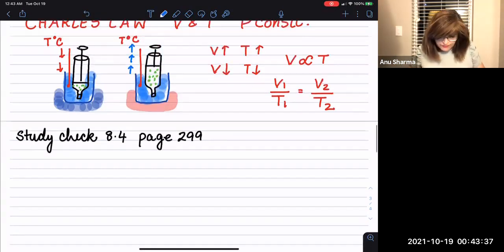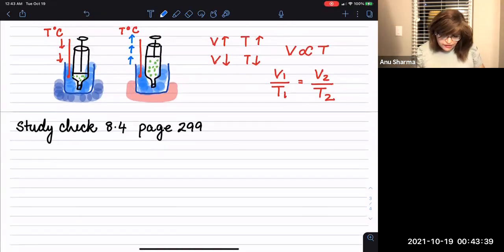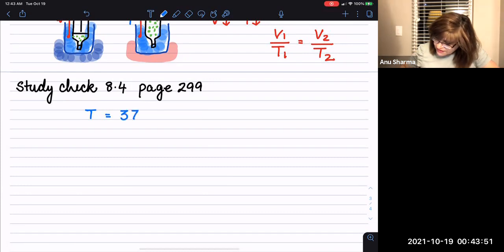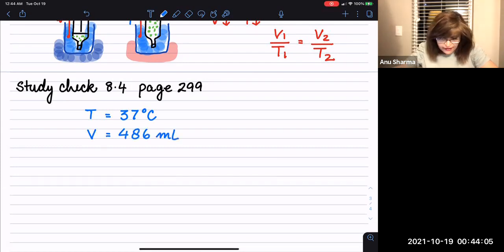Here we have this problem. Okay, a mountain climber with a body temperature of 37 degrees Celsius. So just write down first here all the things that are given, and we will put T1 and T2 later on. So here the body temperature is 37 degrees Celsius, and it inhales 486 milliliters of air. So the volume is 486 milliliters of air at a temperature of negative, let's read this first.